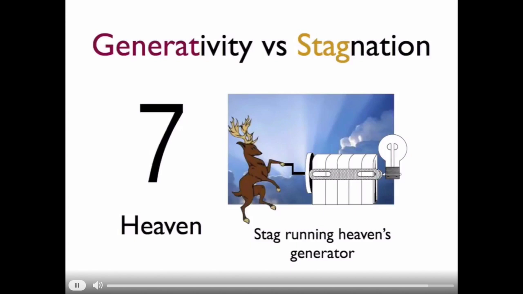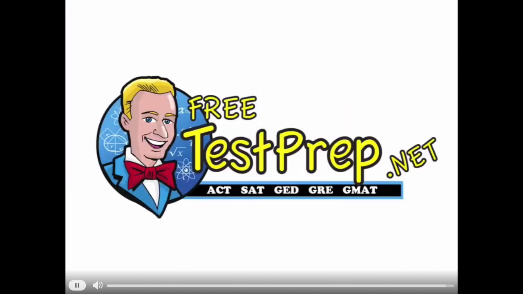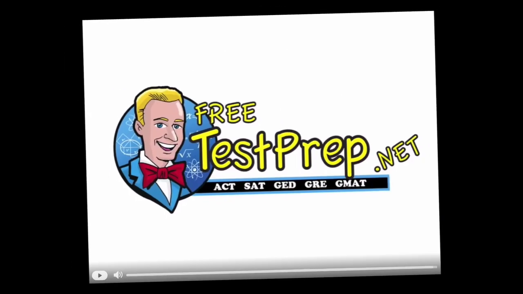7 is heaven. Well, what's going on in heaven? The lights are out and the stag is running the generator. Generativity versus stagnation. Finally, number 8. 8's a plate. What's on the plate? Well, grits, integrity, and despair. There's a pear on that plate. Well, that's it. That's the PEG method for Erikson's 8.